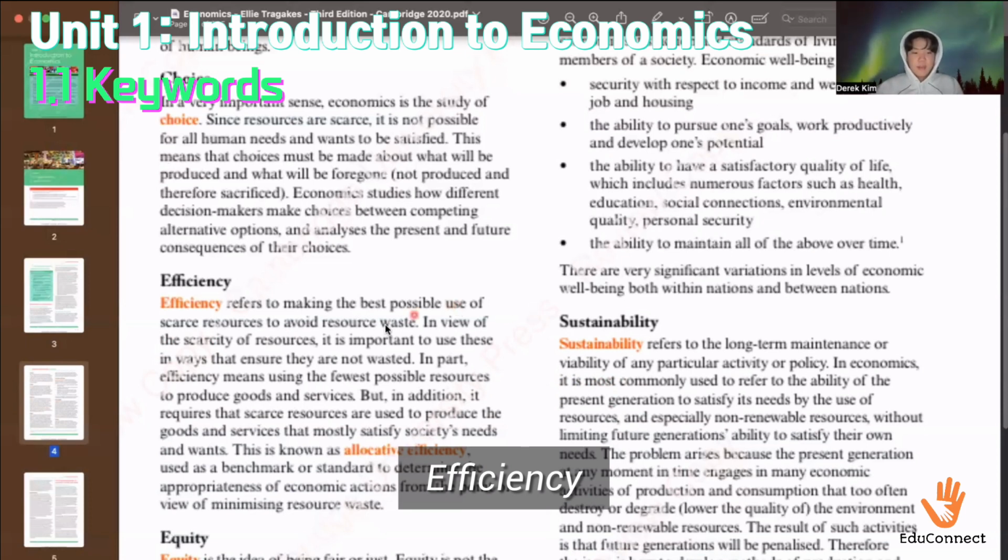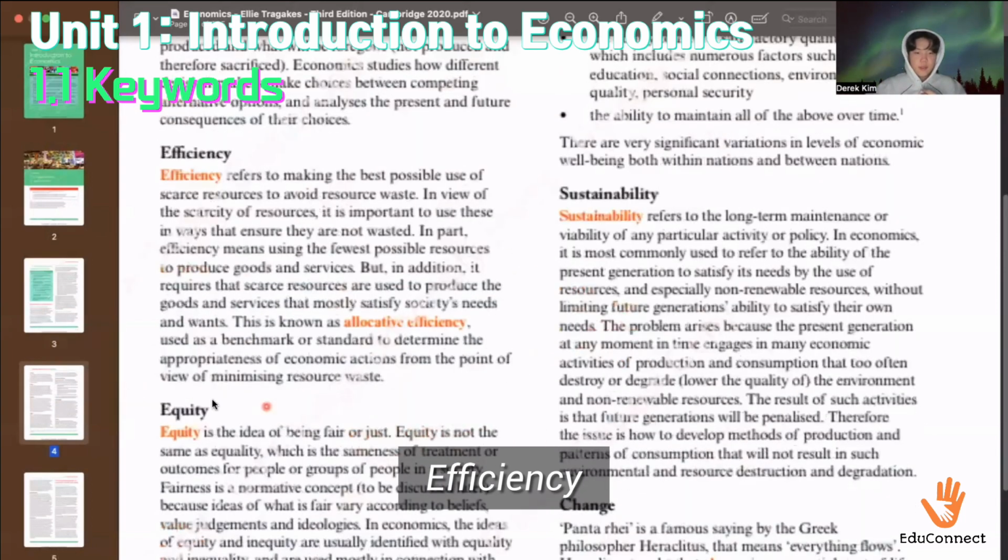Now, efficiency is mainly focused on making the best use of your available resources without wasting them to most greatly, I'd say, satisfy your consumers, satisfy the demand of your consumers to bring in the most profits. So that would be a very important key concept here to study.